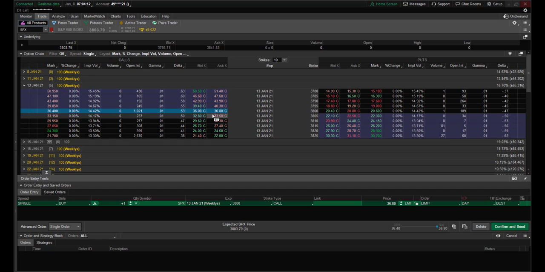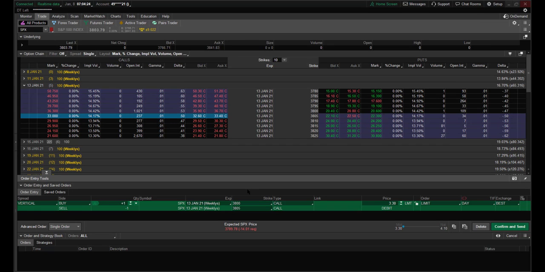But what if we wanted to trade bullishly in the SPX and we didn't want to just buy the call? Well, we could buy a call spread. So I could buy one option and I could sell another option. This gives me a debit spread.